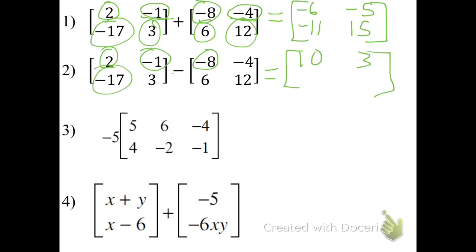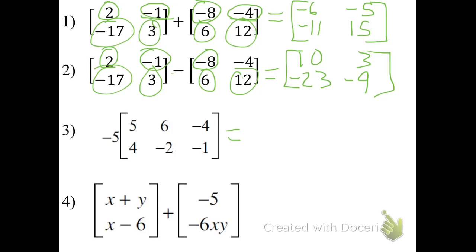You got -17 minus 6. You're going to go deeper into the hole, deeper negative. So you get -23. And the last one, you got 3 minus 12. You're going to get into the negative region. You get -9. And that one's done.